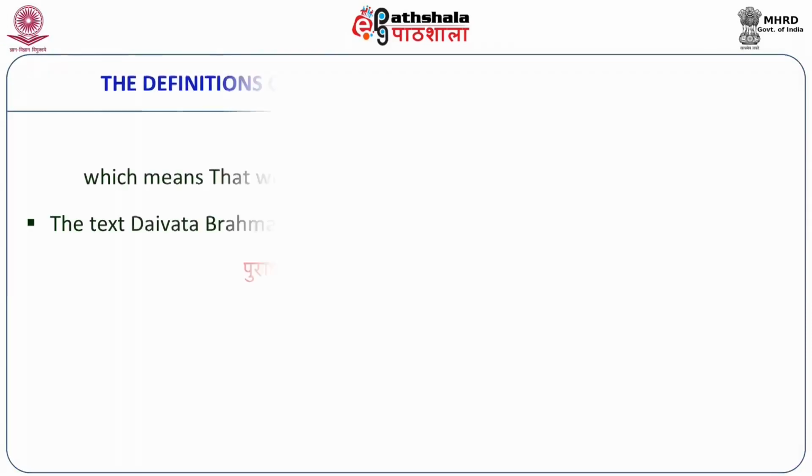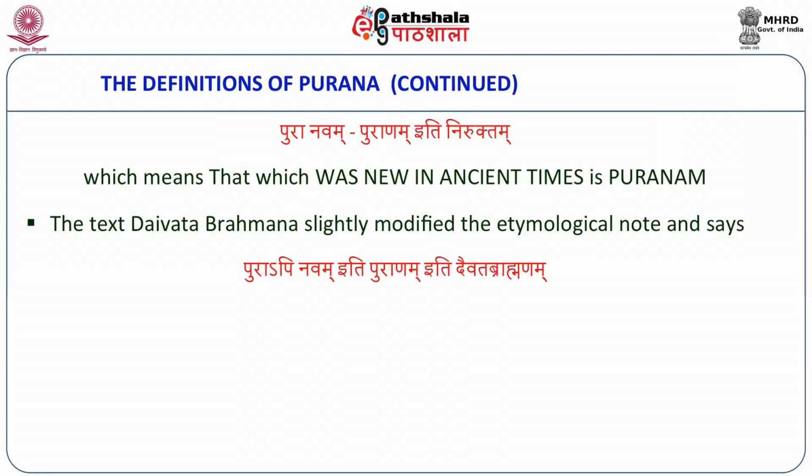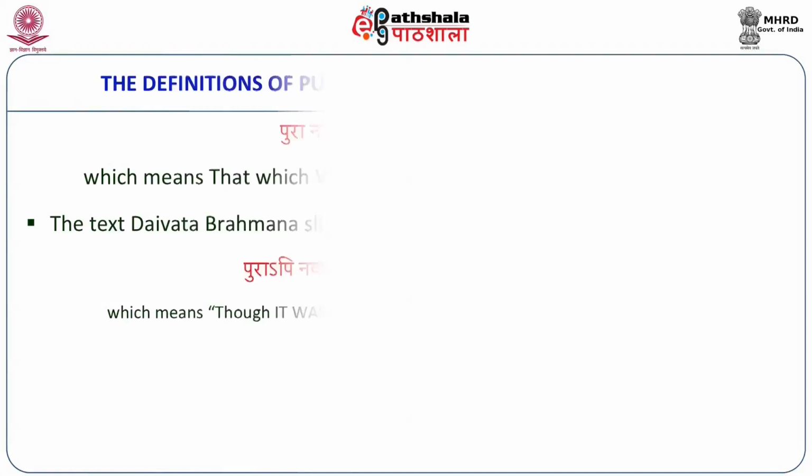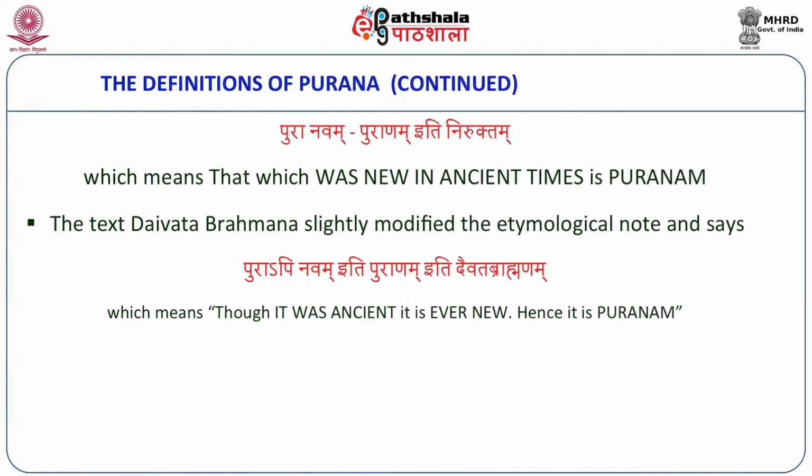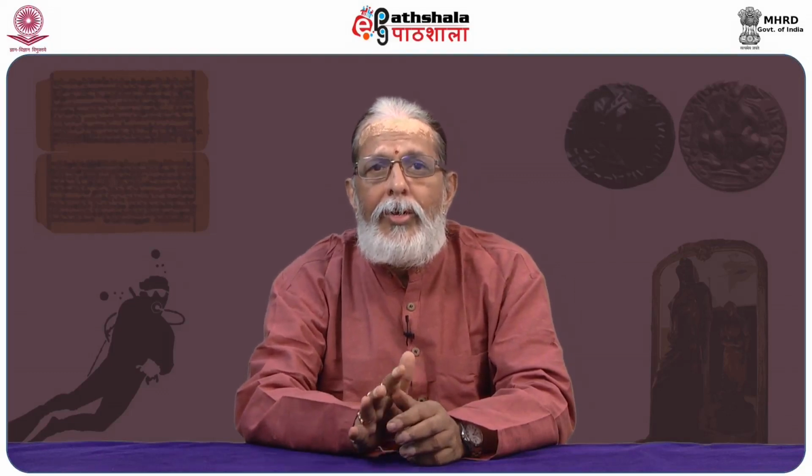And after that, Purapi Navam iti Puranam iti Daivata Brahmanam. Among the Vedic texts of Brahmanams, we have one text named Daivata Brahmana, and in the Daivata Brahmana, it is defined like this. Though it was ancient, it is ever new, not only in the ancient times, even in the modern times, it is ever new. Such text is known as Puranam according to Daivata Brahmanam. These are the few definitions we have in the ancient times and ancient texts on Puranas.